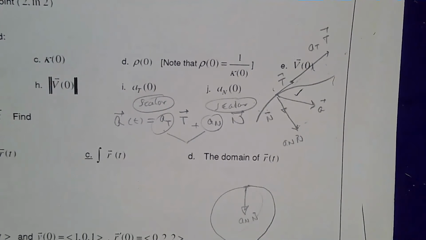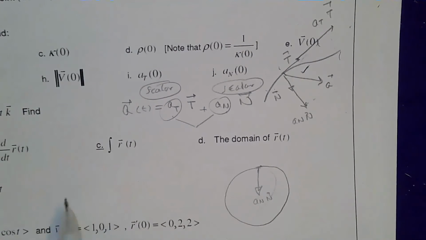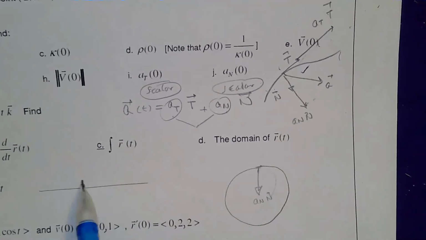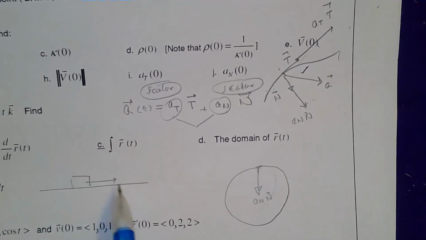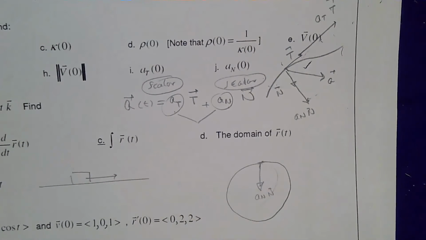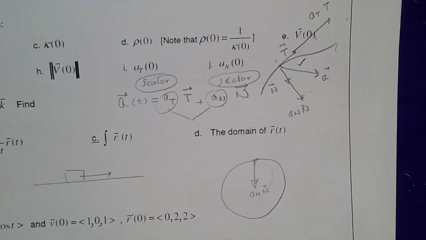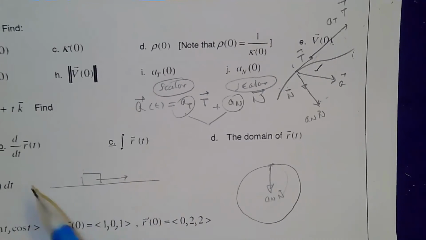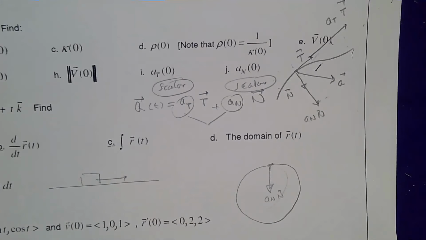Be careful. That only happens if you have a linear motion, like pulling a box this way. There's no decomposition. It's a scalar. Acceleration is just the derivative of velocity. There's no vector involved. Do you see it?